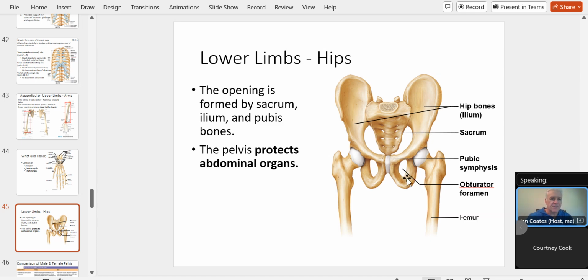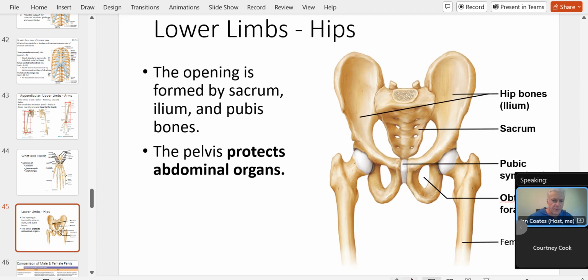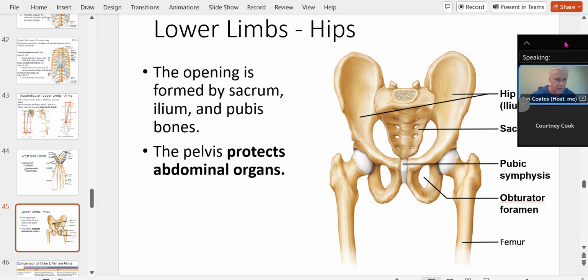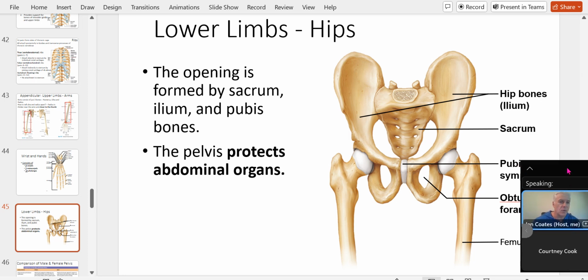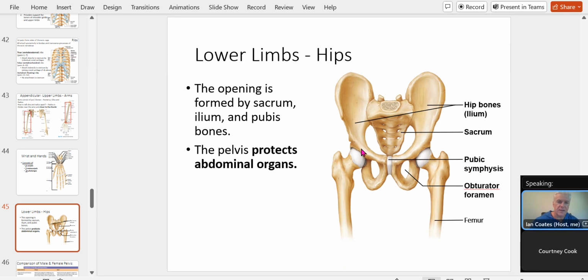Just to let you know, remember we were already talking about it, the biggest foramen in the body. It's what we call the obturator foramen. And that's right in here. It allows for big blood vessels to come down the leg, and allows for things to get from one side to the other. Perfect.